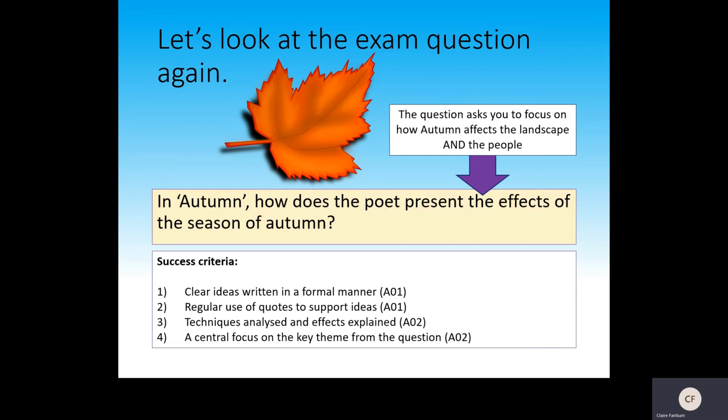Number three, the success criteria is techniques are analysed and effects explained. So if, for example, autumn has been personified, so personification has been used, you need to state that's the technique that's been used, but you need to explain the effects of the methods that have been used. That's assessment objective 2, and also a central focus on the key theme from the question. Okay, so that is what you're going to be marked against.